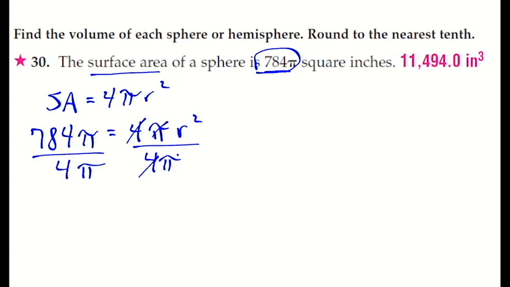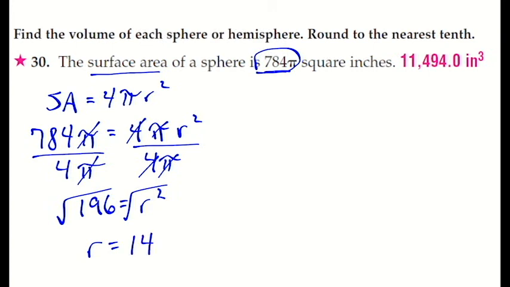So our 4's cancel, our pi's cancel, and we are left with r squared. On the left side here, our pi's cancel out, which is why I really like that they left it in terms of pi for me. And then we take 784 divided by 4, which is 196. We would then square root both sides. Algebraically, we would end up with a positive and negative 14. But because we're looking at a unit of measurement like a radius, you cannot have a radius with a measure of negative 14. So we're only going to focus on the positive answer there, which is a positive 14.